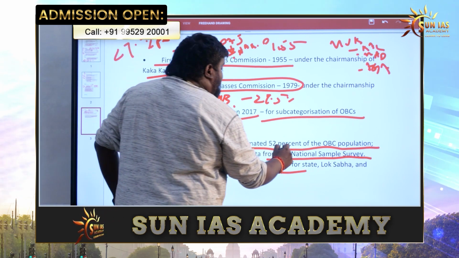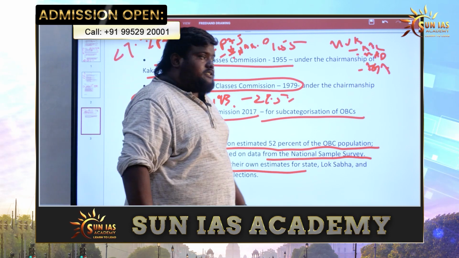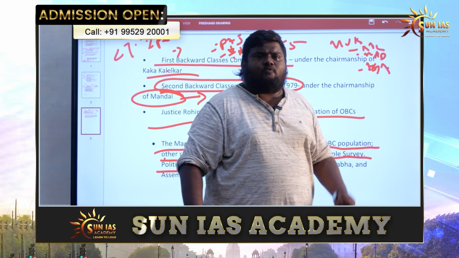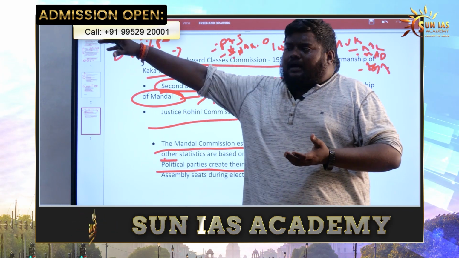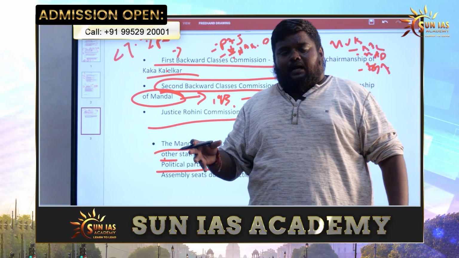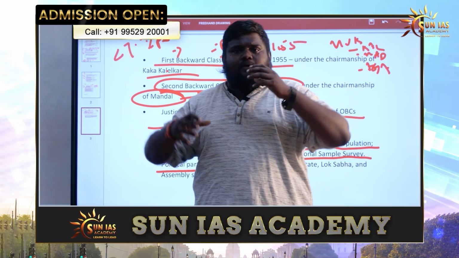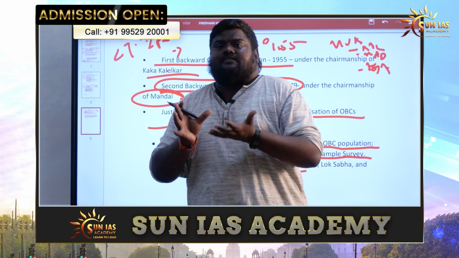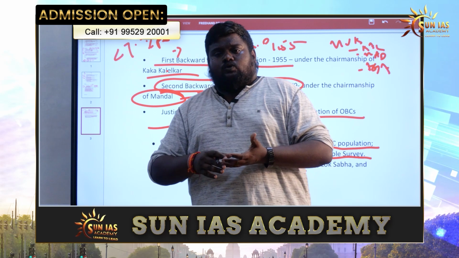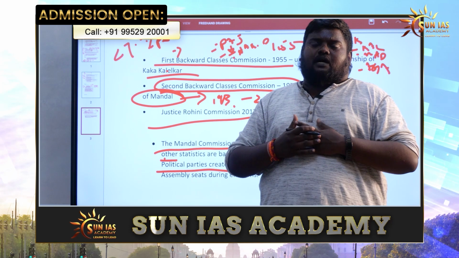So the Mandal Commission estimated 52% of the OBC population, along with other statistics. That is based on the National Sample Survey, and political parties create their own estimates. For example, Karnataka's Mandya Lok Sabha has this population, Mangalore Lok Sabha has this population, and if you come to UP, Amethi has this kind of population, Aligarh has this kind of population. As I said, politics is the main place where this kind of caste data is derived. So political parties will be continuously pressuring for a caste census as well.